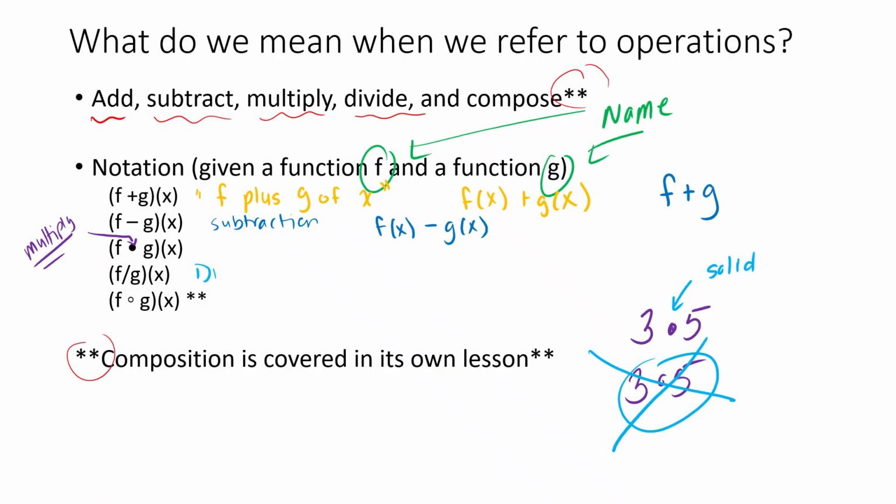Here we have division. And you can see this as f over g like that, the tall way. Usually that's not an issue, but I have had students question, wait a minute, is that different? Does the slash mean something different? No, it does not. And then here we have that open circle that I referred to. That is your symbol for composition.